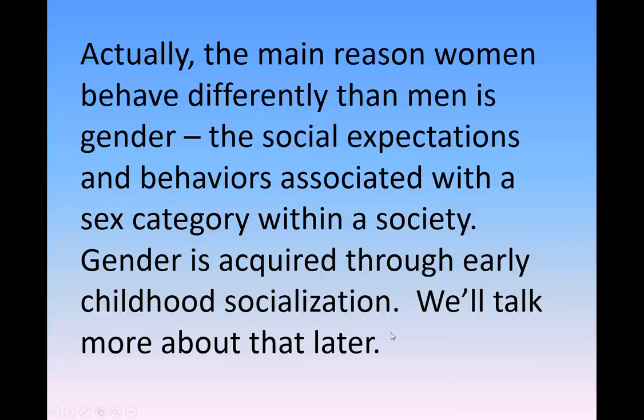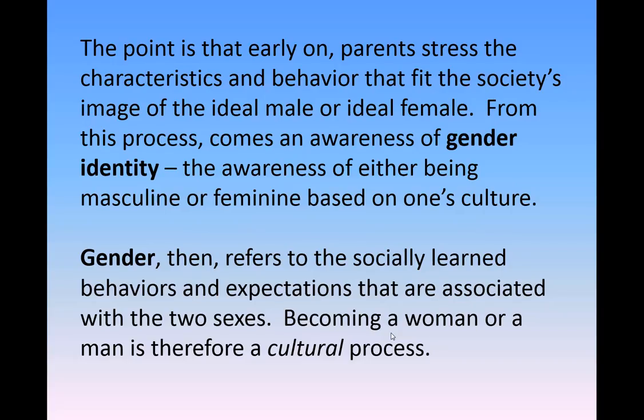So the idea is that when we're born, we don't really have a solid sense of gender. We learn it growing up by modeling our parents and older adults and siblings that we observe. So it's acquired through socialization. We'll talk more about that as we proceed. The point is, early on, parents stress the characteristics and behaviors that fit the ideal image for male and female.